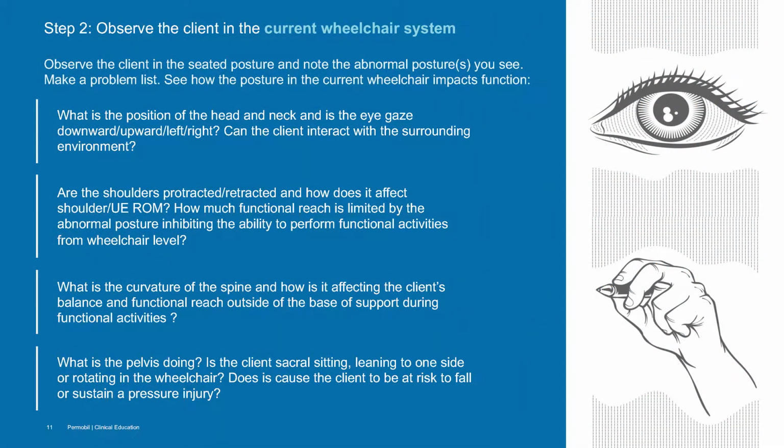So step 2 of the evaluation process is to observe the client in the wheelchair that they come to you with. And that's something that we as therapists are great at, right? We've been trained to observe, and we have these wonderful observational skills. As a rule, during the early stages of any evaluation, I think to myself, don't talk, just watch. Observe the client in the seated posture, in the wheelchair system that they're currently in, and then make a problem list. See how the posture in that system is impacting function.